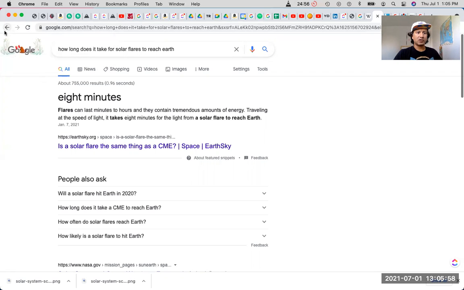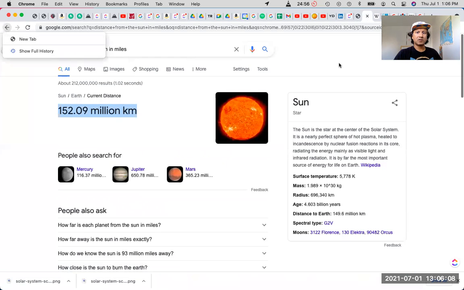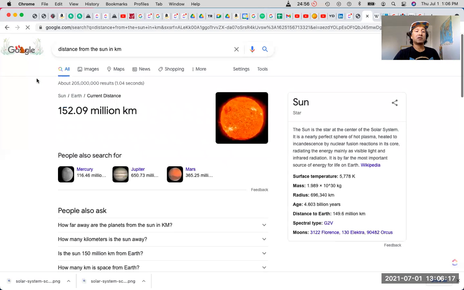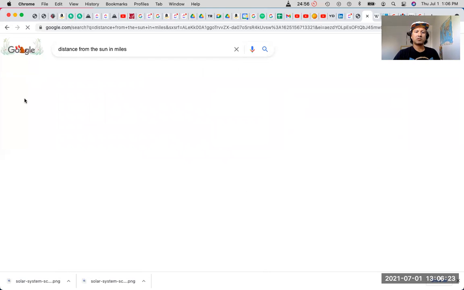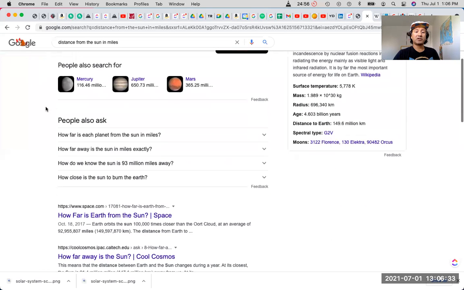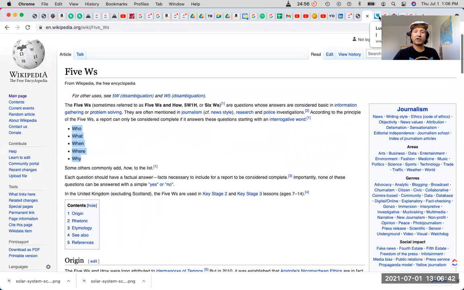What else did I Google here? Oh no, I lost my history. No, I think I opened up a different tab. This is the one. Oh, this is the distance. This is the actual distance from the sun in miles. Well, Google only wants to give us a distance in kilometers. So you can convert that into miles, which is going to be a little bit less than what you see on the screen, because the mile is a little bit more than a kilometer, right? Okay, so that's kind of covering our five W's.